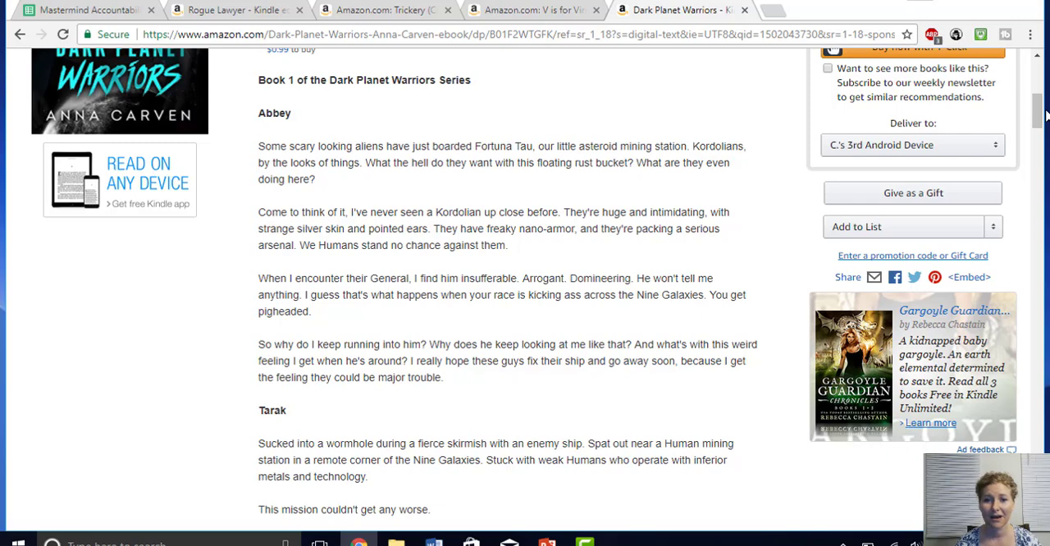It's called Fortuna Tau, a little asteroid mining station. So we know where she is. We don't necessarily know what she's doing, but obviously it has to do with space travel and whatnot. She's been assigned there. So that's interesting to note.